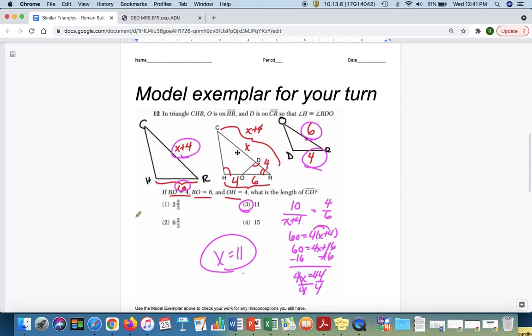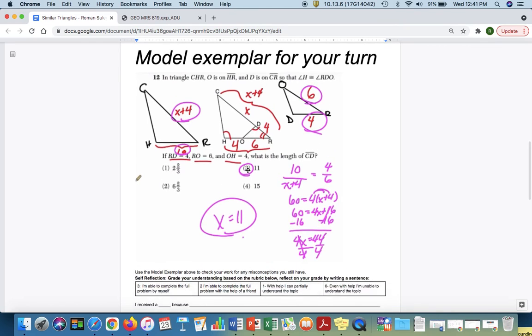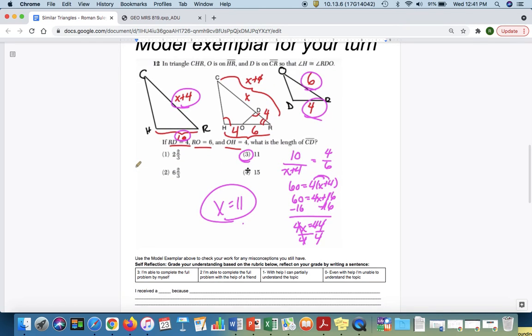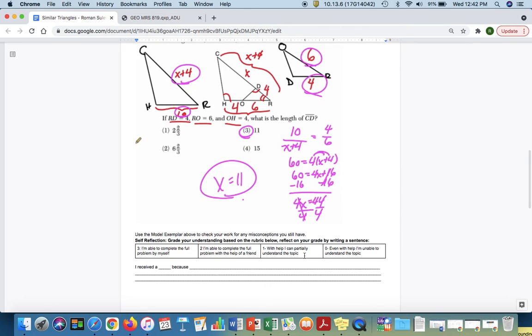So from here, we would have students analyze this model exemplar, and now we have a self-reflection rubric, right? So we're asking students to use the model exemplar above to check your work for any misconceptions you still have, right? And if we take a closer look at the self-reflection rubric, we're asking students to grade their understanding based on the rubric below and a reflection piece. So they're going to write what they received and explain why.